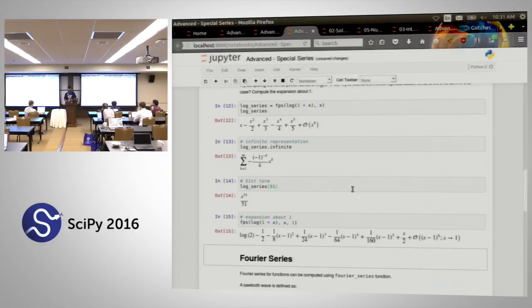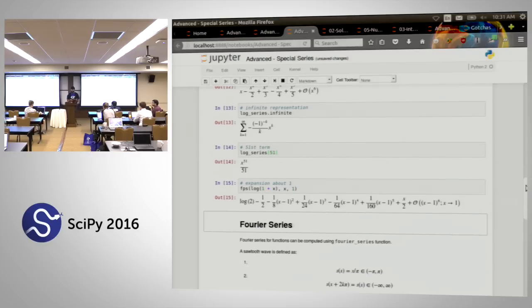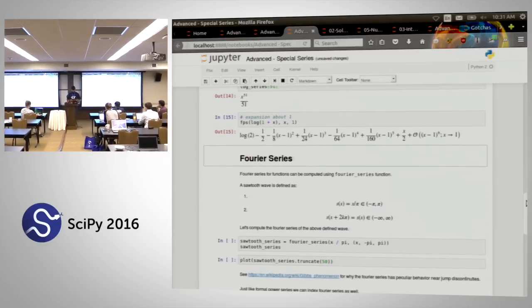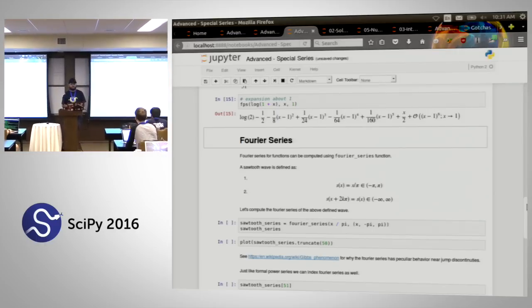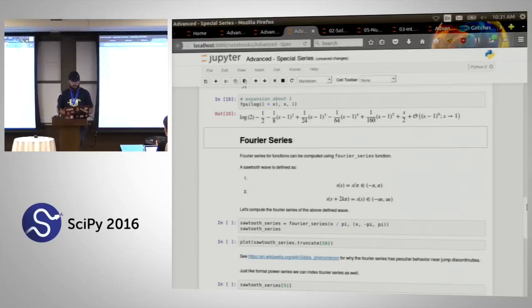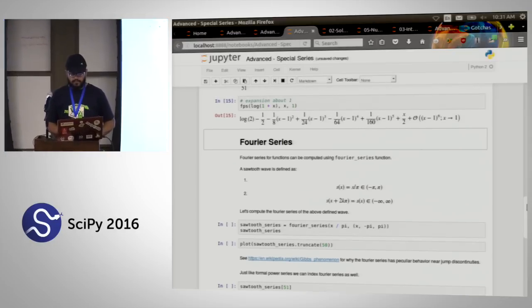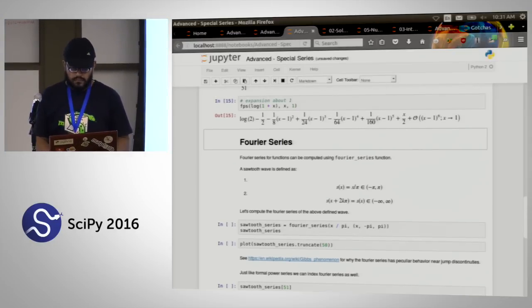So here are the solutions for the above exercise. Any questions so far? Okay then, let's move to Fourier series.